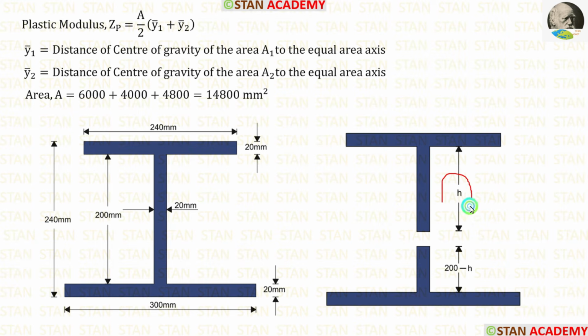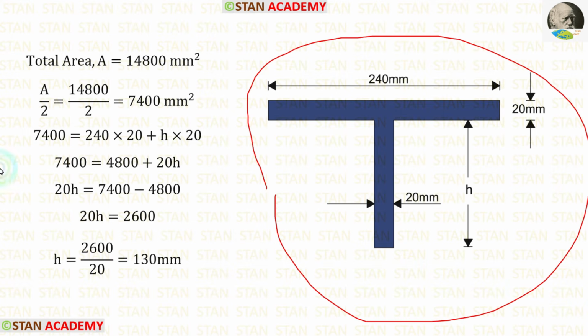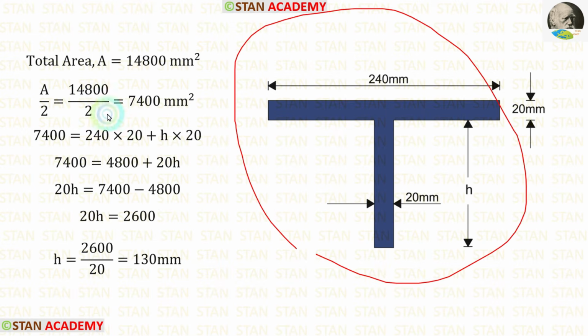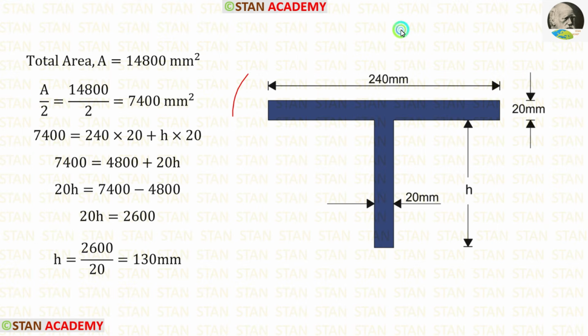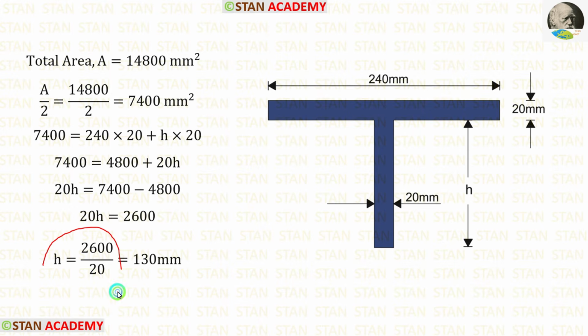Now let us find the value of h. The total area is 14800 mm square. Here we will have half area. So A by 2 is equal to 7400 mm square. Now let us equate the area of this part with the half area. Here the area is 240 into 20 plus 20 into h. In this way we can calculate h, which is equal to 130 mm.